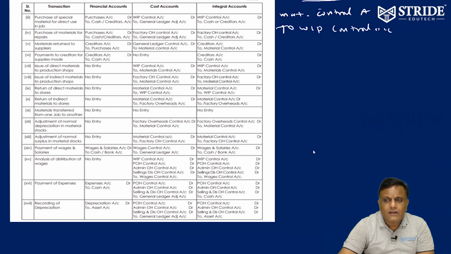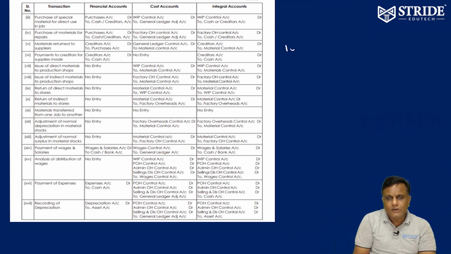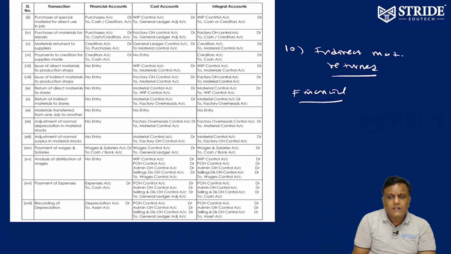Number 10. Indirect materials are returned. Whenever indirect materials are returned, again it is going to be an interdepartment transfer. There is no entry in the financial books. But in cost books, it is coming back to stores. Indirect material. Therefore, material control account to be debited.